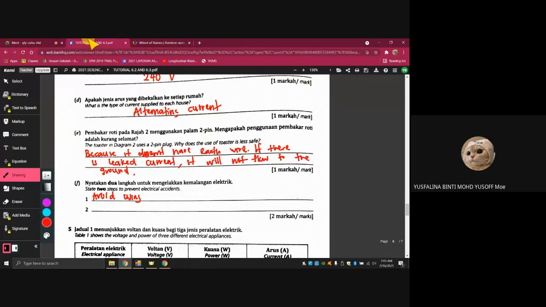So avoid using all appliances on the same socket at the same time. Okay, then another one.